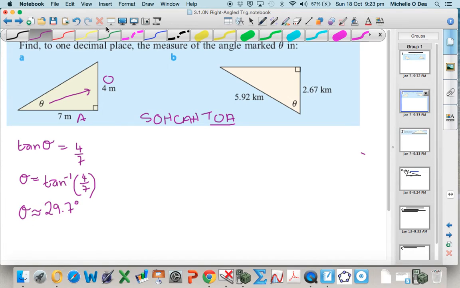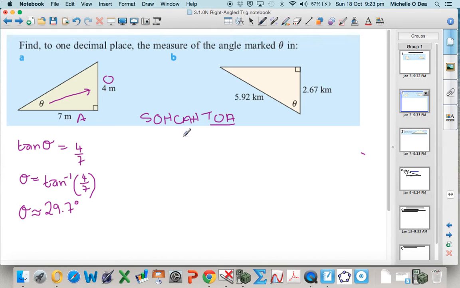Okay, let's just try one more before you have a go on your own. So B, let's have a look. We want this angle here. We want theta. Here, the side opposite the right angle, we know, so we have the hypotenuse. This side here, the 2.67, is next to the angle, so that's the adjacent side. Adjacent literally means next to in just everyday English. So now we've got adjacent and hypotenuse, so we're using the CAH of SOHCAHTOA.